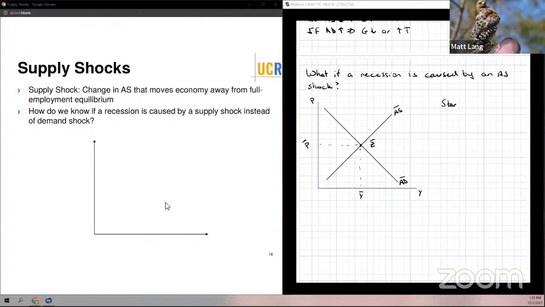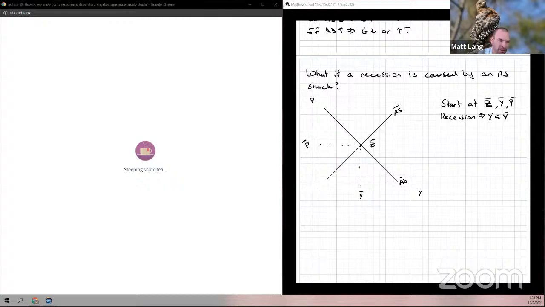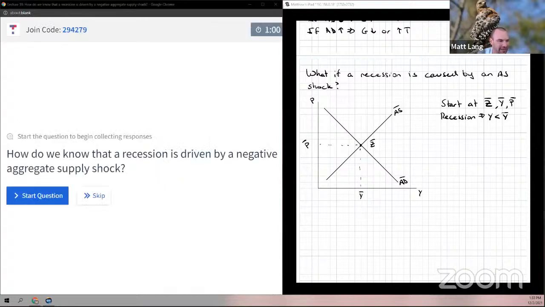A recession means that Y is less than Y bar. So if Y is less than Y bar, we're in a recession, but what else do we need to know to essentially conclude that we're in this aggregate supply or supply-driven recession? I'm going to ask you guys this question real quickly, and then I'm going to close my windows too. All right, give this a go here. See what you guys get.